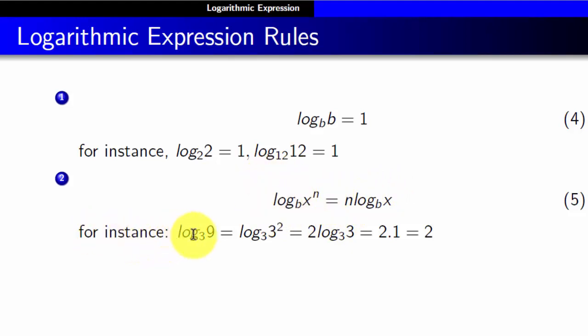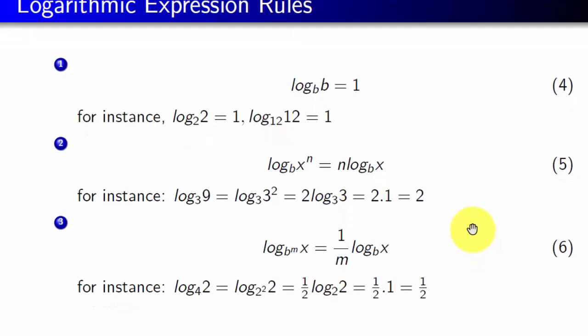For instance, log base 3 of 9 is equal to log base 3 of, we can write 9 as 3 squared, which is equal to, now what we do is we move this 2, which is the power of 3, to the front of the logarithm. 2 times log base 3 of 3, and using the first rule, the log base 3 of 3 is equal to 1, that's 2 times 1 is equal to 2.